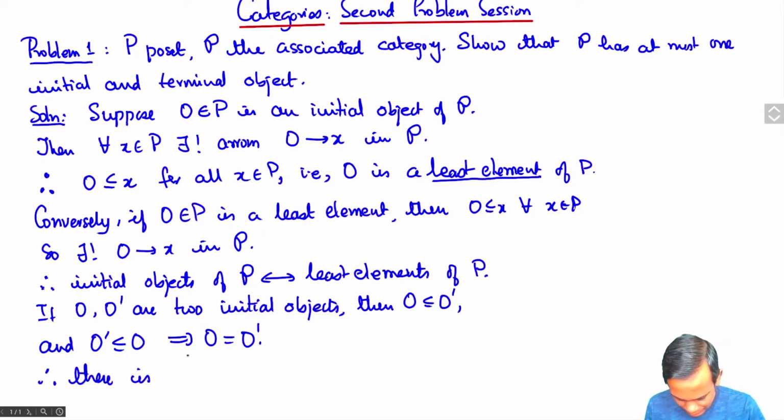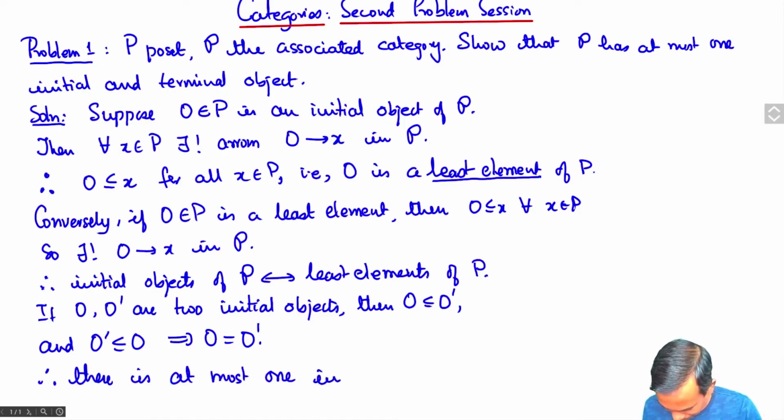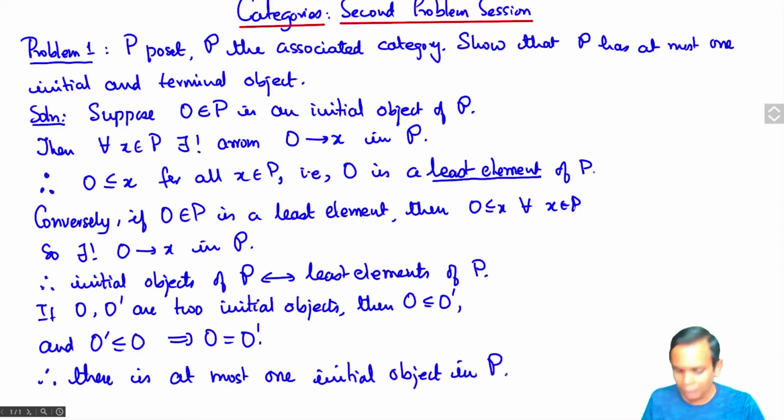And hence, there is at most one initial object in P. A very similar argument can be used to show that there is at most one terminal object in P.